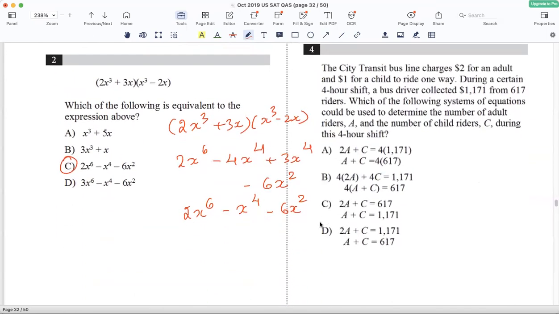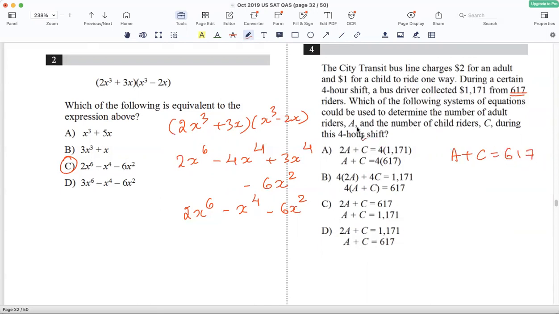The city transit bus line charges $2 for an adult and $1 for a child to ride one way. During a certain 4-hour shift, a bus driver collected $1171 from 617 riders. Which of the following systems of equations could be used to determine the number of adult riders A and the number of child riders C during this 4-hour shift? So the total number of riders was 617. So A plus C is 617.